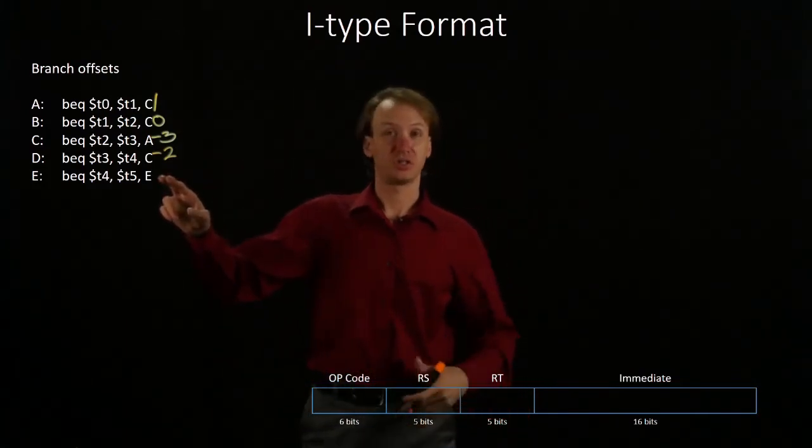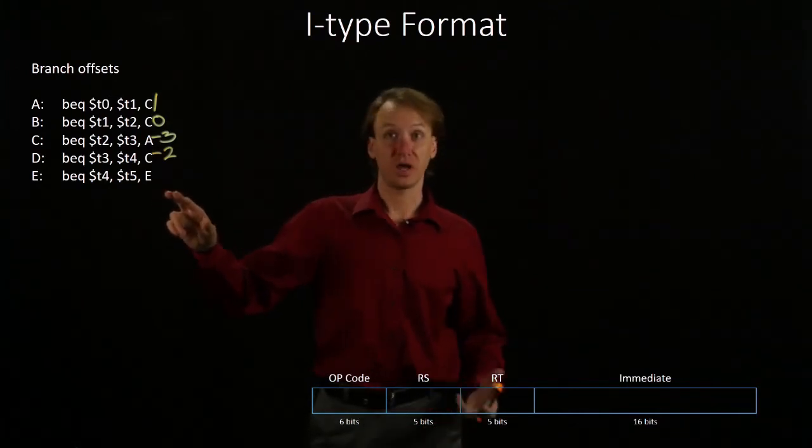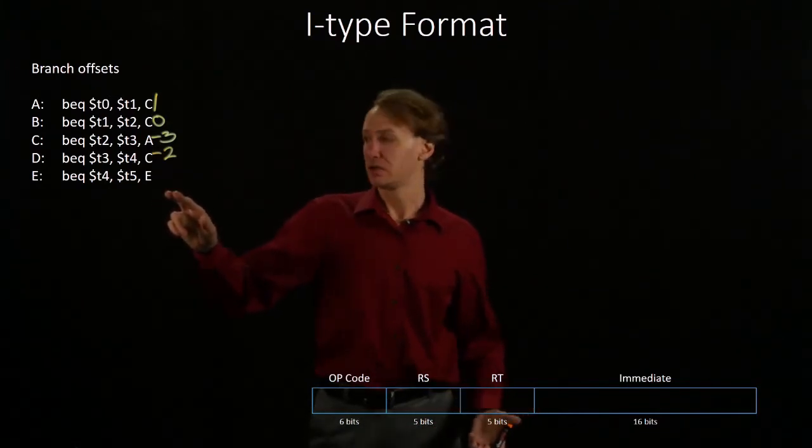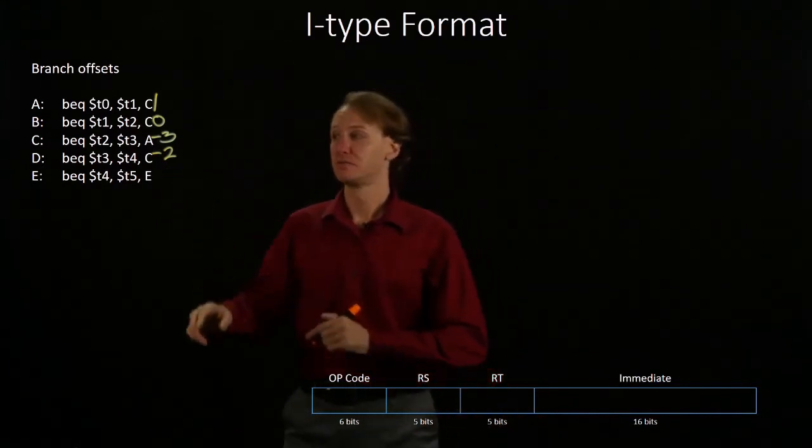Line E is an instruction that points at itself. So I'll start counting from the instruction after instruction E. Then I need to go -1 instructions to get back to E.